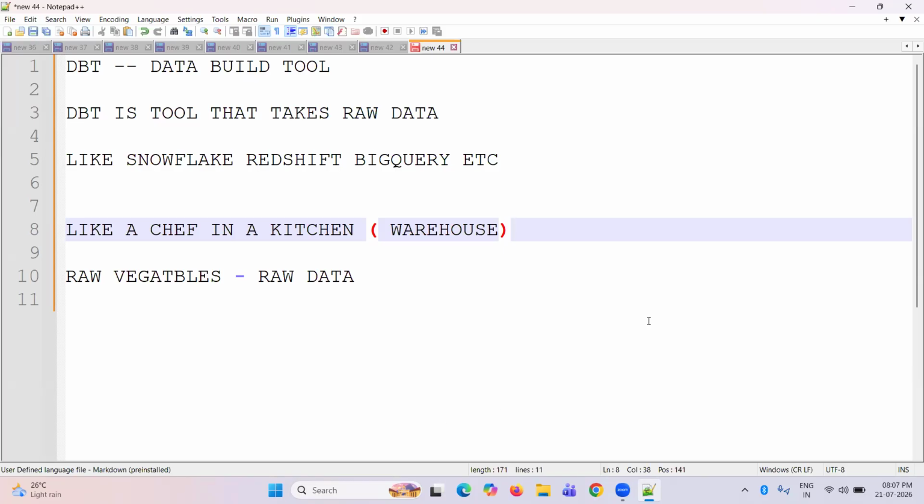So DBT is like a chef that washes, cuts, cooks, and plates the food. It's like transformation of the data, so it is ready to be served to the customer, the business user or dashboard.